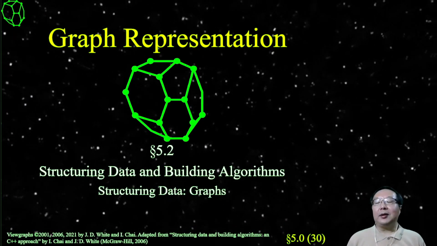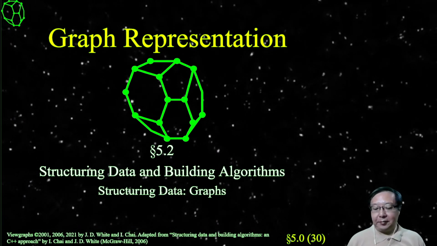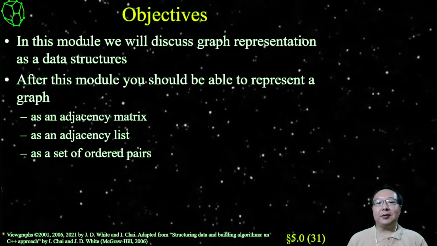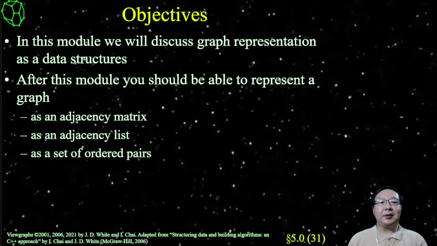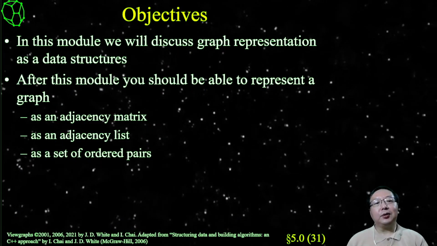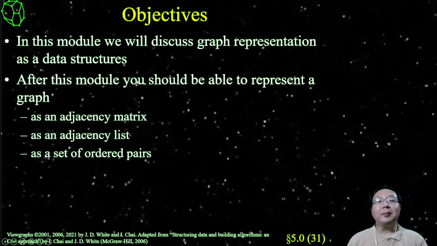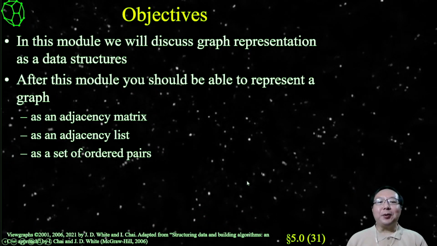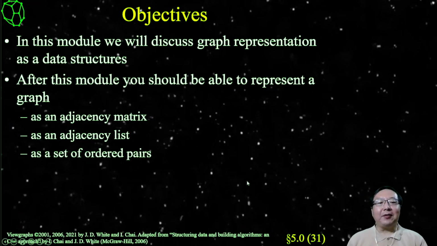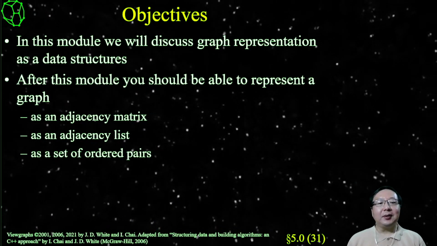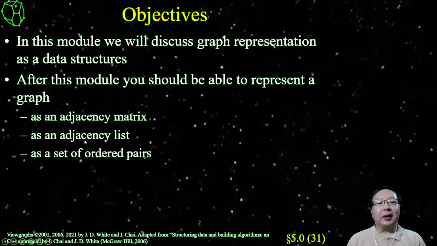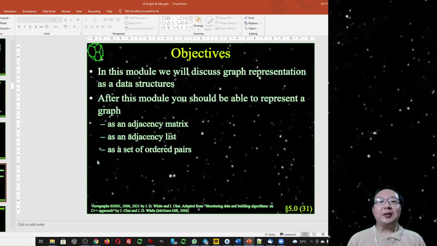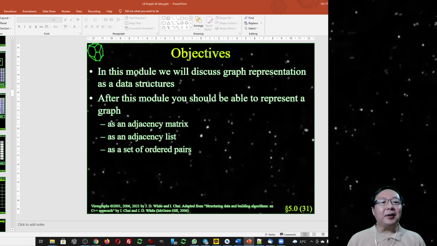Now let's look at how to represent graphs. In this module, we'll discuss graph representations as data structures. Oops, grammatical mistake. That should be as data structures. After this module, you should be able to represent a graph as an adjacency matrix, as an adjacency list, and as a set of ordered pairs. Let me just fix that grammatical mistake while I'm at it here.